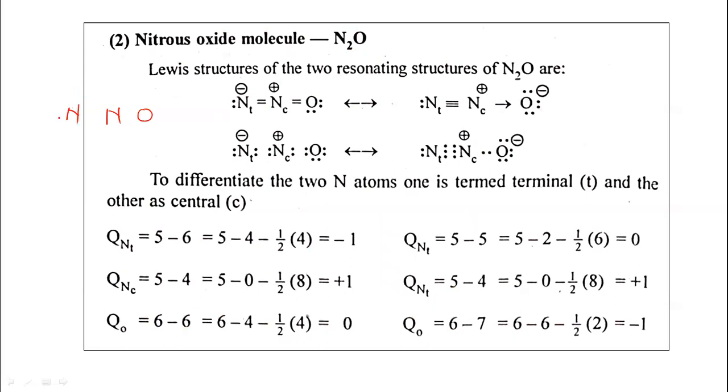Nitrogen atom has valency 5, so 1, 2, 3, 4, 5 valence electrons here. Similarly, for this nitrogen atom, the valency 5 is there: 1, 2, then 3, 4, and 1 electron should be here. Then the oxygen atom has valency 6: 1, 2, 3, 4, 5, 6. So this is the electronic dot structure.